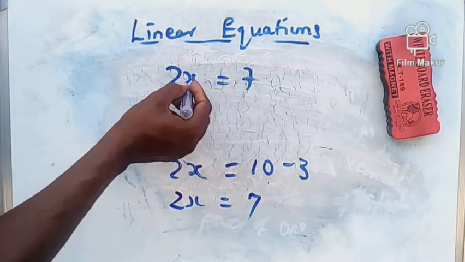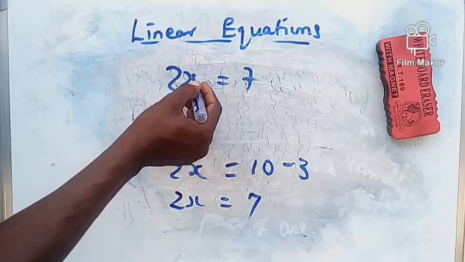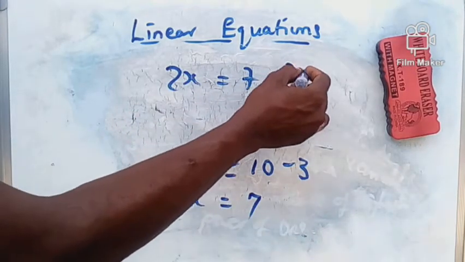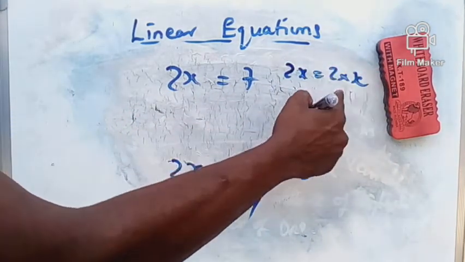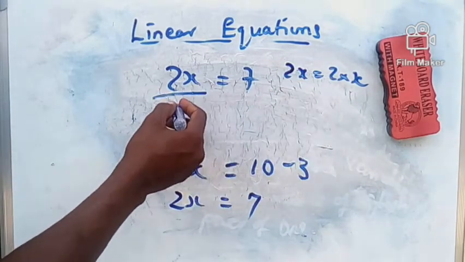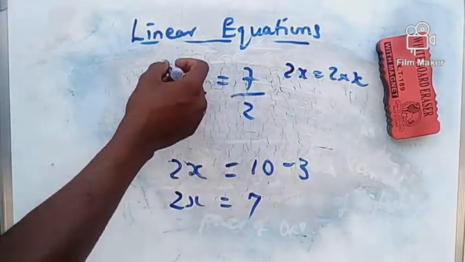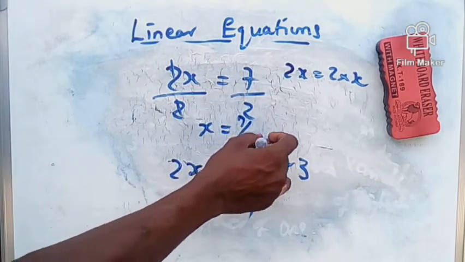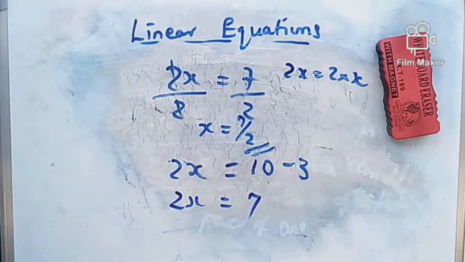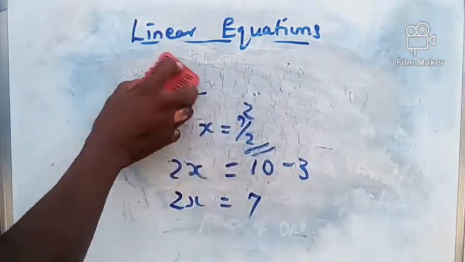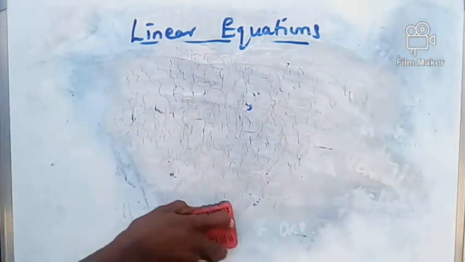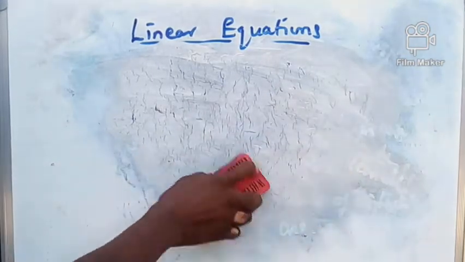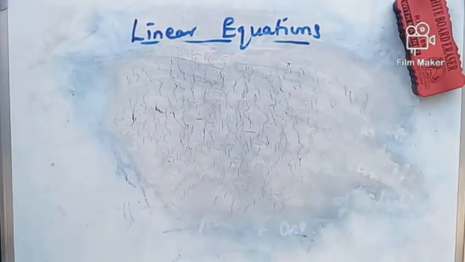So we remove 2 because it is bound by multiplication. 2x means 2 times x. So to remove 2, we divide. We divide by 2 here, divide by 2 there. So 2 takes care of 2, and x becomes equal to 7 over 2. And that is the answer. So remember the rule: collect the like terms and simplify.